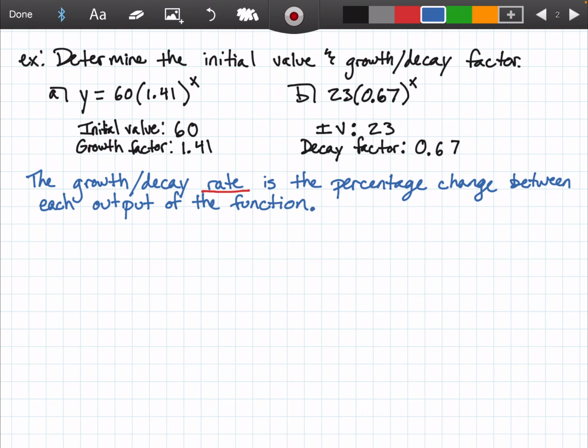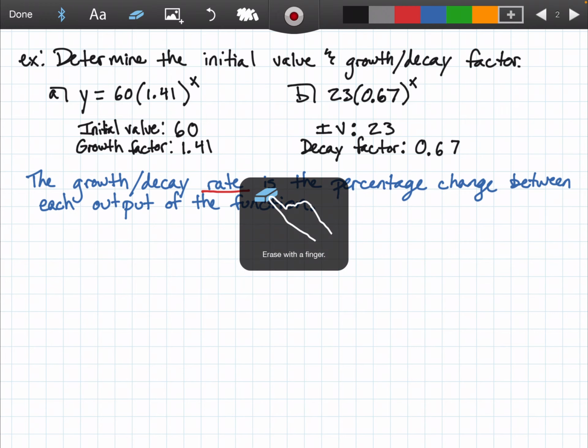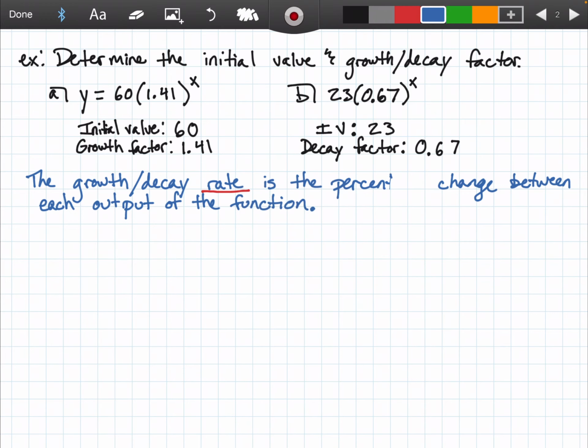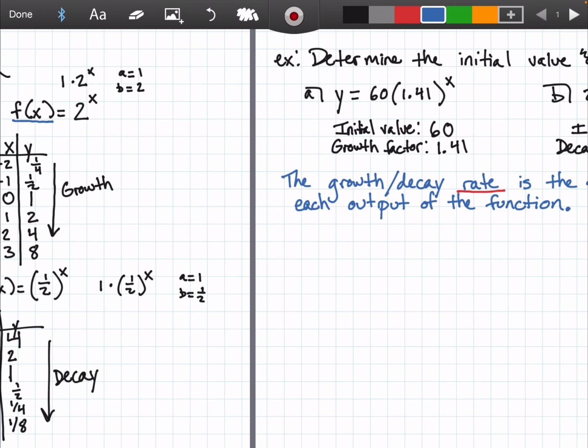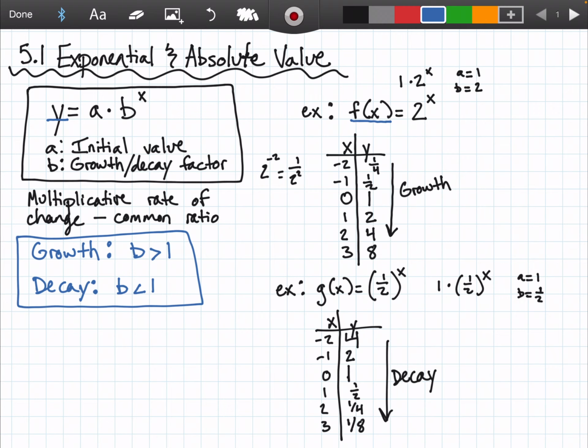Okay, the growth decay rate is the percent change between each output of the function. So, meaning, if I was to look back at our example of the table, let's look at our first example. You see how from 1 to 2, it doubled. From 2 to 4, it doubled. From 4 to 8, it doubled. That is a 100% growth every time if it doubles.